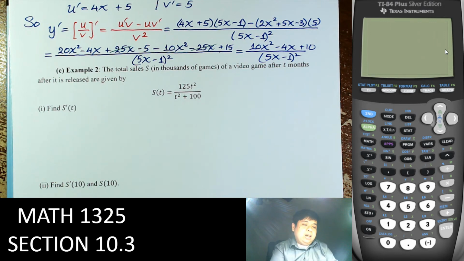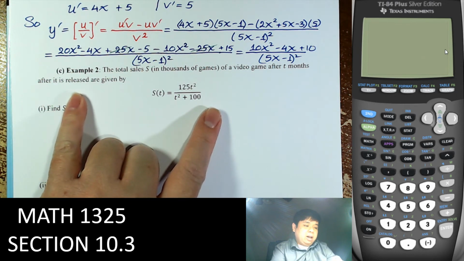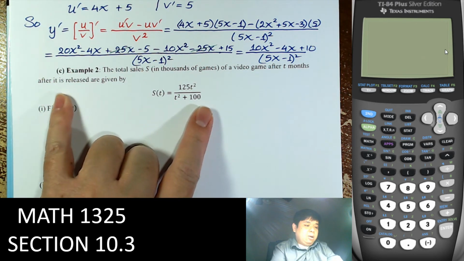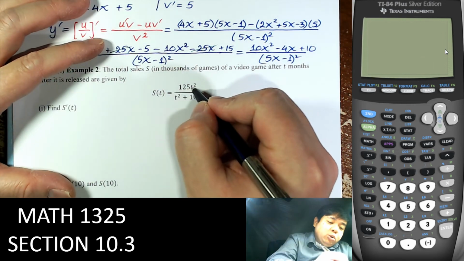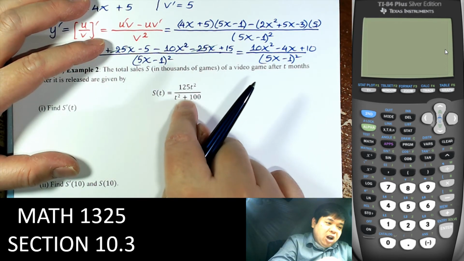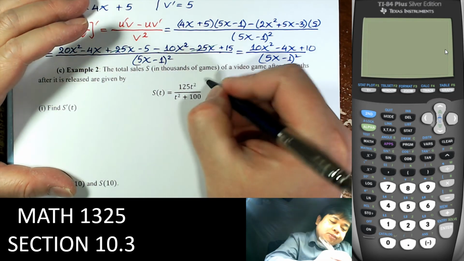Right, next we have total sales, and we have an application problem. The total sales in thousands of video games, after t months when it is released, is given by this. Now find the derivative. Well, this is simple and straightforward. We use the quotient rule because the top is fine, but the bottom we cannot split.